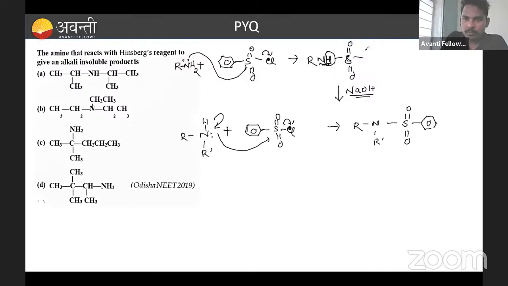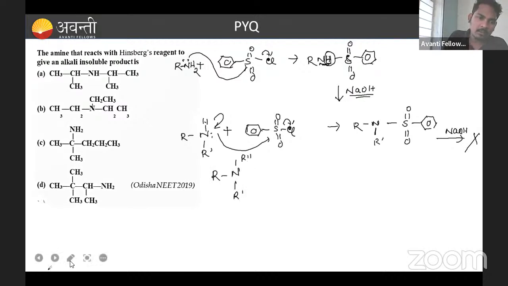So I have drawn it like this. Now here you can see we don't have any acidic hydrogen. So what we can say is, if we put this in NaOH solution it will not proceed. Understood? And if you take the tertiary amine, R, R prime, R double prime, what will happen? It will not react with the Hinsberg reagent. Understood? So in this way we can identify primary amine, secondary amine and tertiary amine.